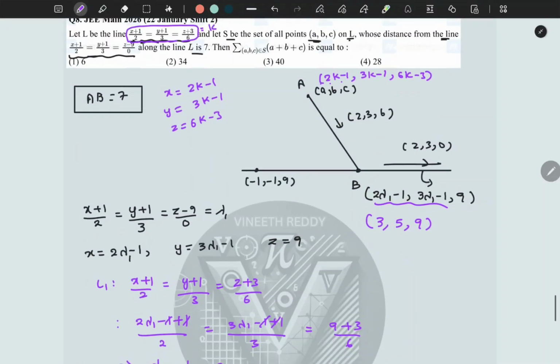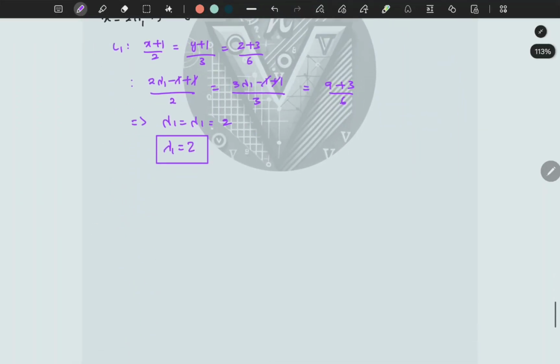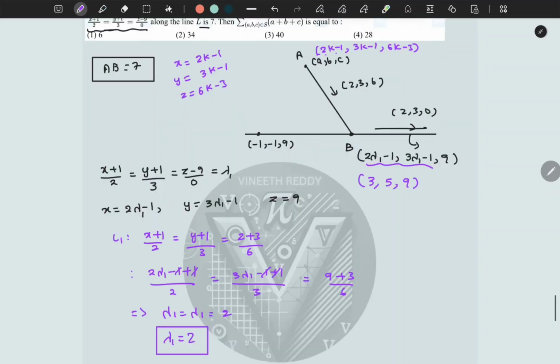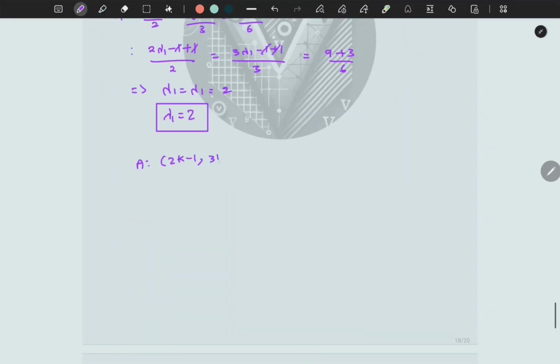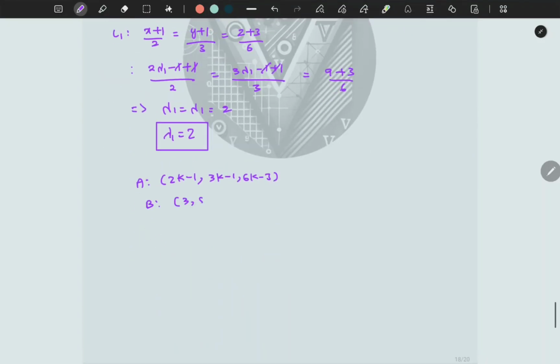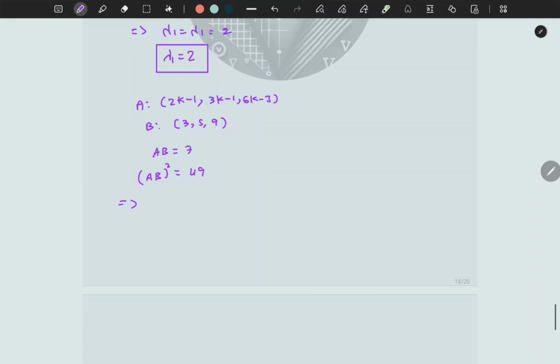So the distance between A and B is 7. So we can use that. Point A is nothing but 2k minus 1, comma 3k minus 1, comma 6k minus 3, and point B is 3 comma 5 comma 9, and the distance between A and B is 7. So AB whole square should be equal to 49. So we get 2k minus 1 minus 3 is minus 4, plus 3k minus 1 minus 5 is minus 6, plus 6k minus 3 minus 9 is minus 12, each squared.